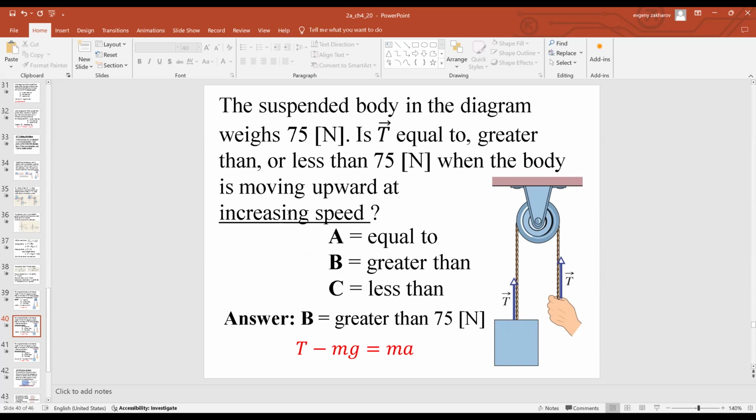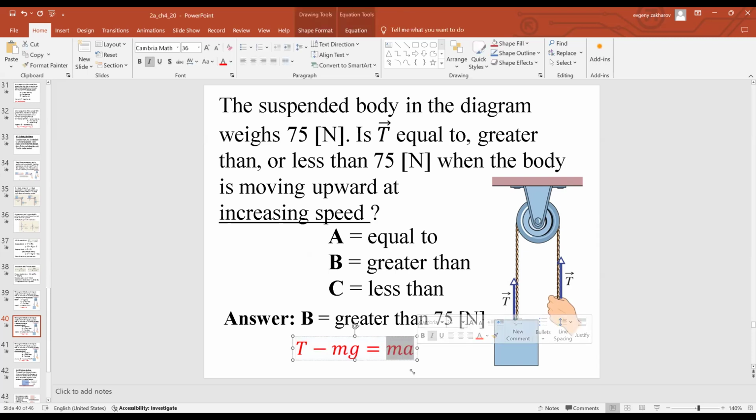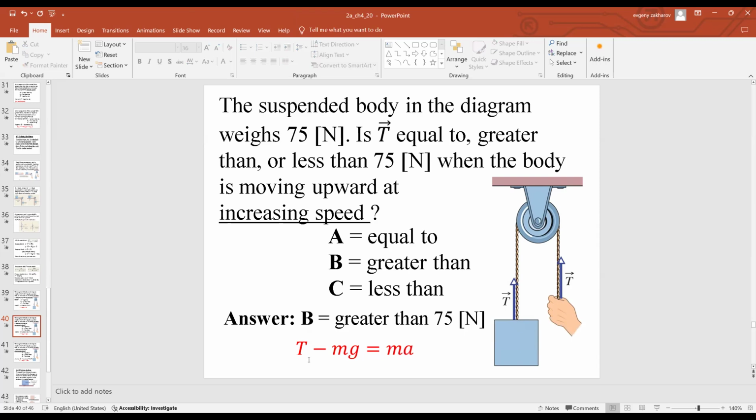Yeah, what if it's moving upward and increasing speed? Remember, speeding up means acceleration has the same direction as velocity. So moving up, increasing speed, acceleration is up. Acceleration is up, it means acceleration is positive. So tension is still up, gravity is still down, and acceleration is positive. Solve for tension. What are you going to get? You're going to get mg plus ma. So you're going to get more than mg. And that means it's the option "greater than." It's mg plus extra. That means more than mg.